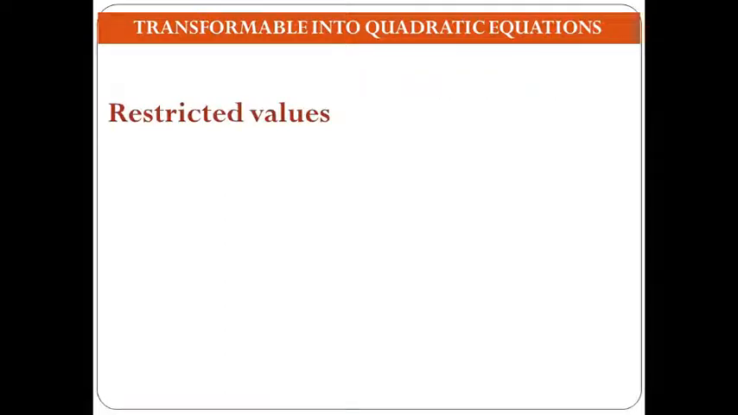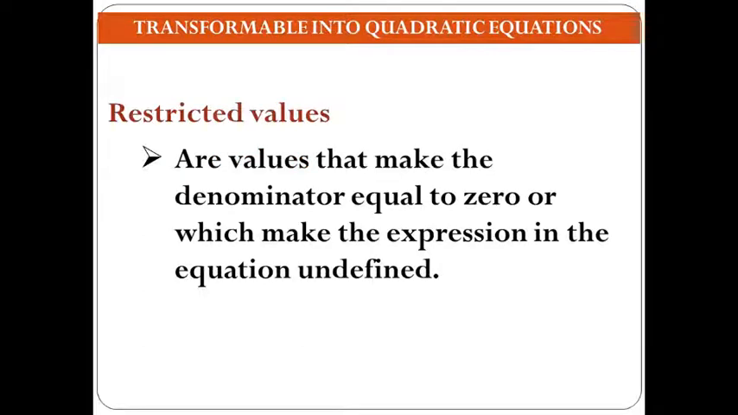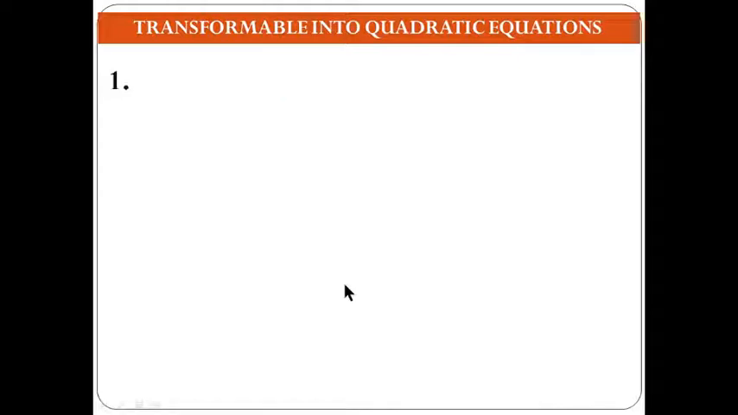So, meron din tayong tinatawag na restricted values. Anong ibig sabihin nito? Are values that make the denominator equal to 0 or which make the expression in the equation undefined. So, halimbawa, 1 minus 18 over 2x squared is equal to 0. So, yung restricted natin siyempre is dapat yung ating x ay hindi pwede magiging 0.